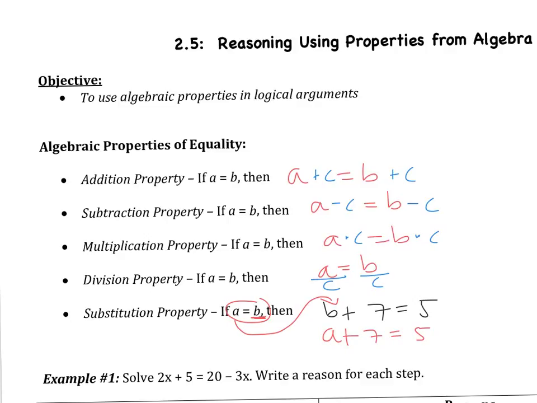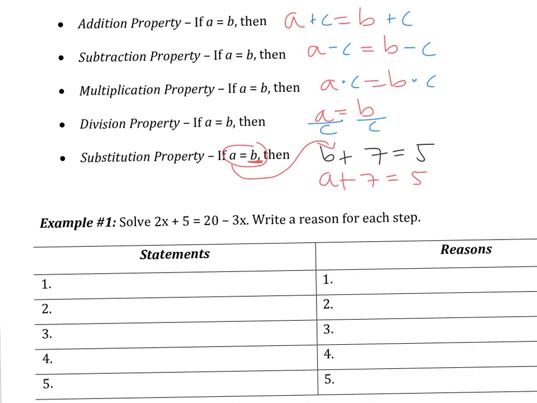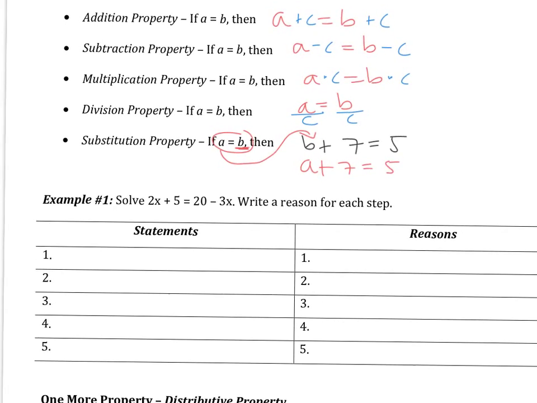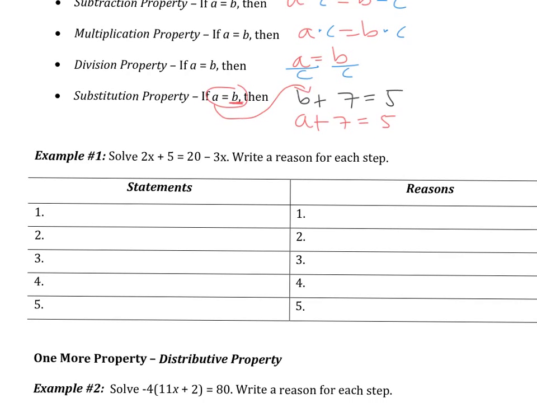Okay, so what we're going to do now is we're going to solve an equation using reasoning, which is these properties for each step. So let's move and look at example number 1. It says solve 2x plus 5 equals 20 minus 3x and write a reason for each step. So, first statement is going to be the equation I'm given. The reason that this is true is because it was given to me.